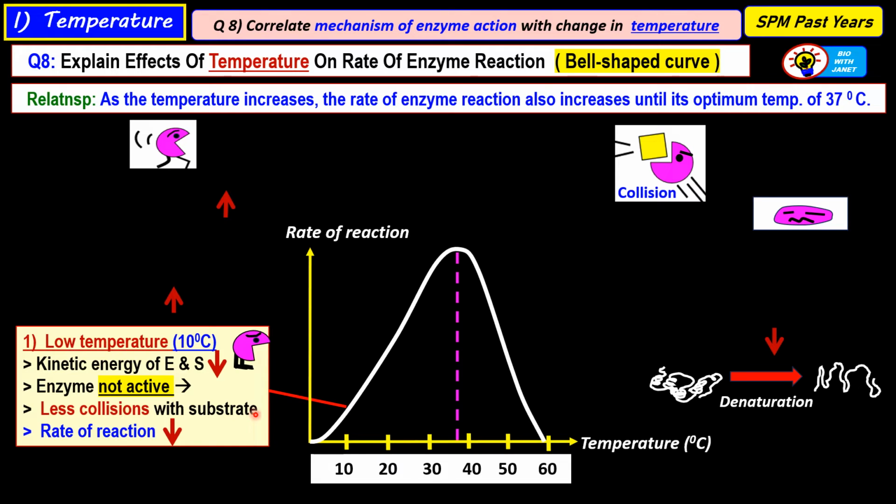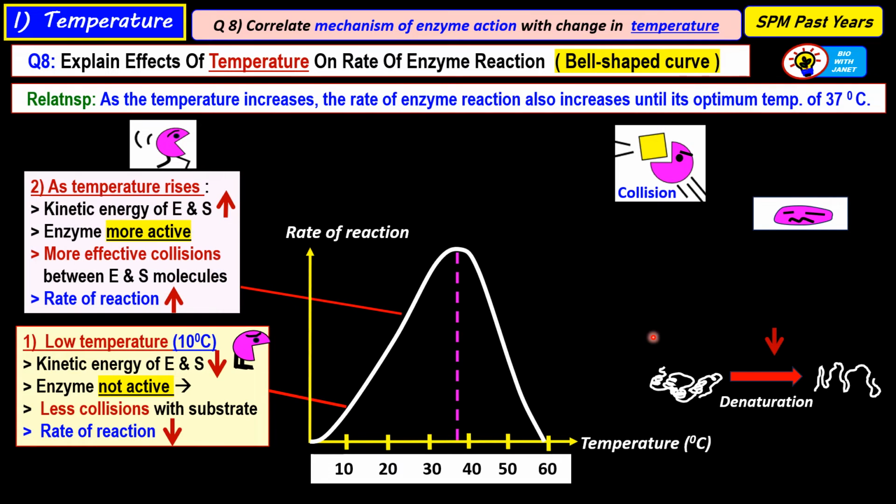So when it's not active, there are fewer collisions with the substrate. Substrate molecules are also not active. So the rate of reaction is low because when there are fewer collisions, fewer enzyme-substrate complexes will be formed and fewer products will be produced from there.